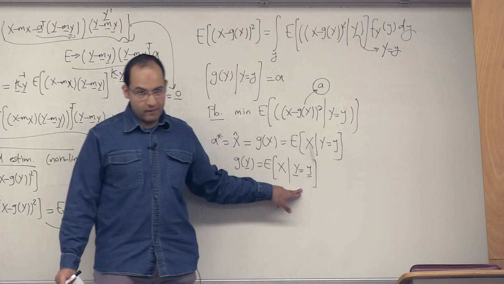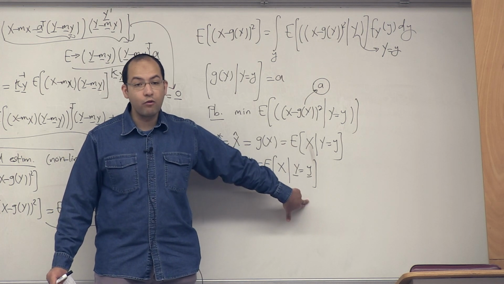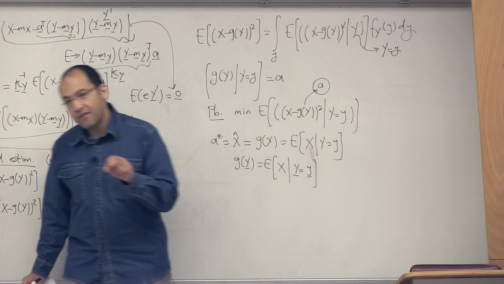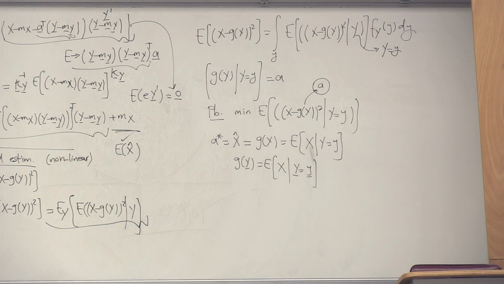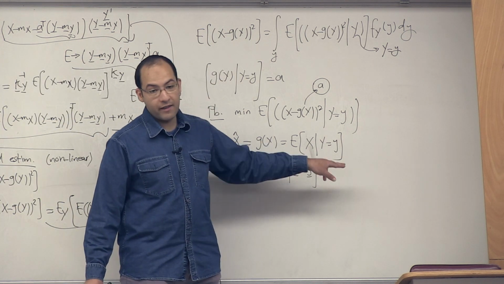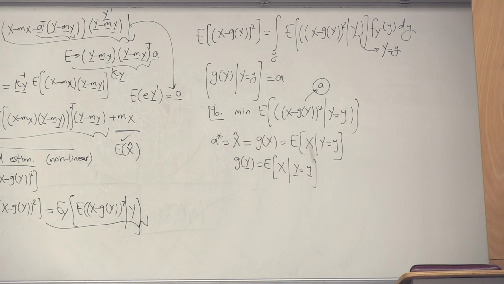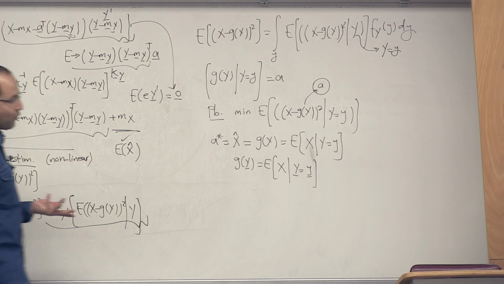This is a tracker of x based on the value you have for y. For every single possible value y equals y, you are trying to track x through its conditional expectation. So having some estimator that is essentially an expectation isn't a bad thing in itself. It just depends on what is going on.